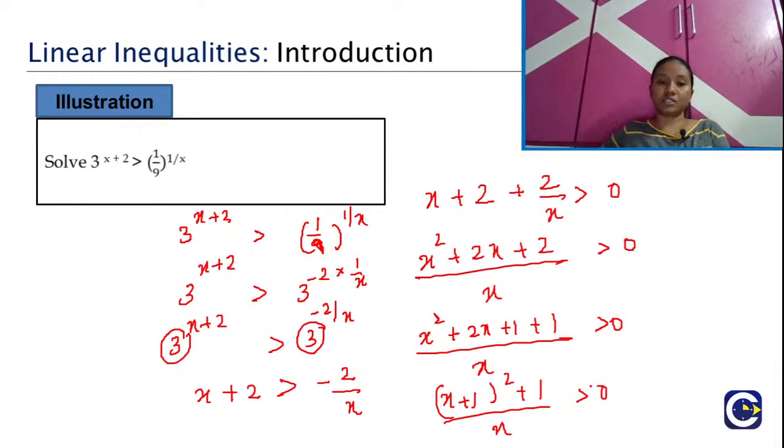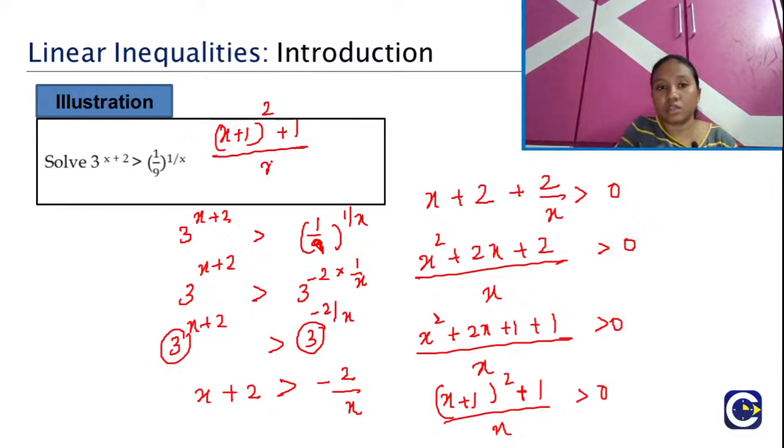Right? That means what are the critical solutions here? You can see this (x + 1)² is not entirely factorized, so we cannot apply the wavy curve method. But what is the expression we are having? That is (x + 1)² + 1 by x greater than 0. Whatever x value we substitute here, as it's a square, this term will be positive, and plus 1, which means the numerator given here is anyways positive, right?